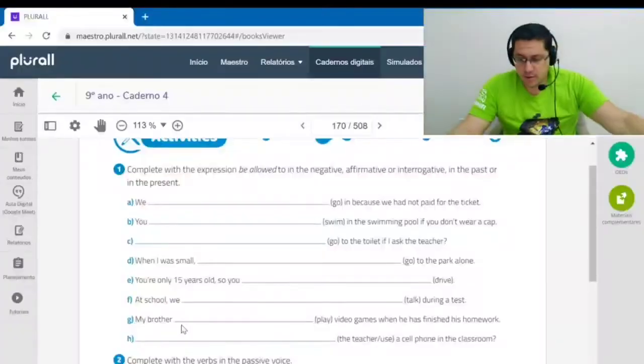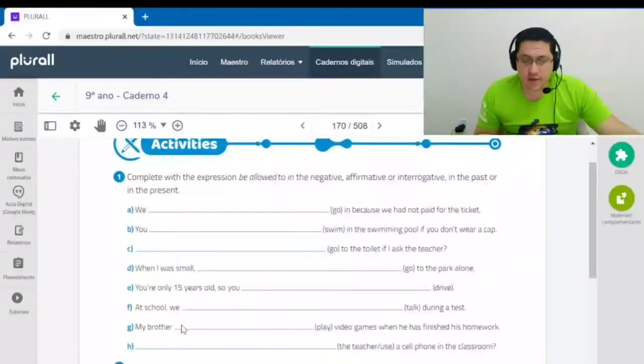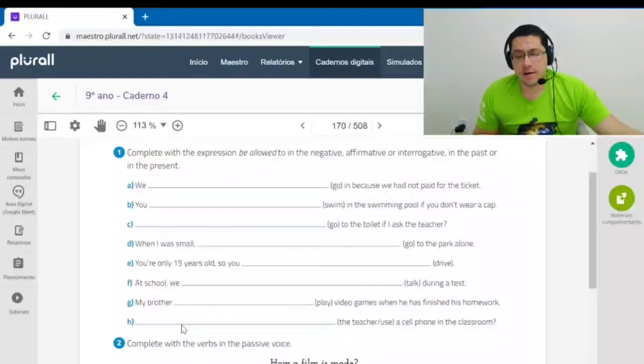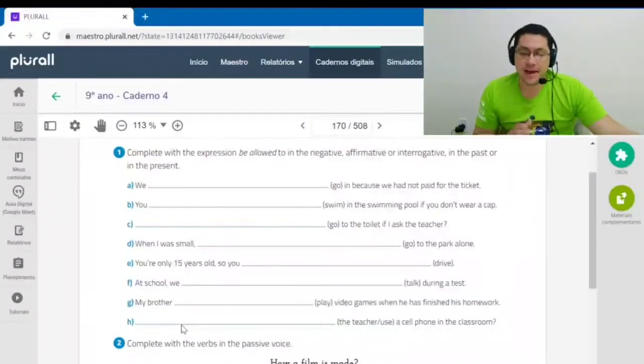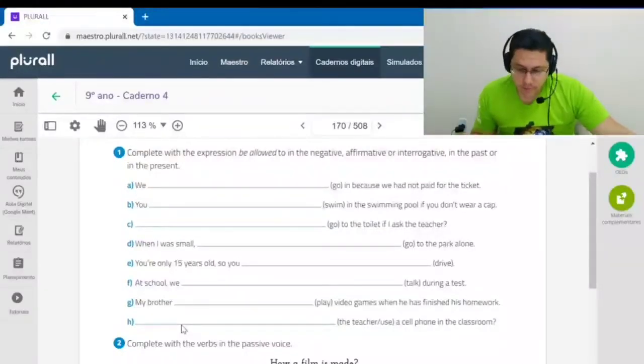E bora lá, vamos finalizar então a unidade 1 do nosso caderno 4, corrigindo as atividades que eu deixei na aula anterior, beleza? Muito bem. Aqui tem as activities, era pra gente fazer. A 1 diz assim: complete with the expression be allowed to in the negative, affirmative or interrogative, in the past or in the present. Então tem que identificar se é afirmação, negação, pergunta e também está no presente ou no passado para conseguir responder certinho, tá? Então vamos lá, vamos ligar aqui a ferramenta.